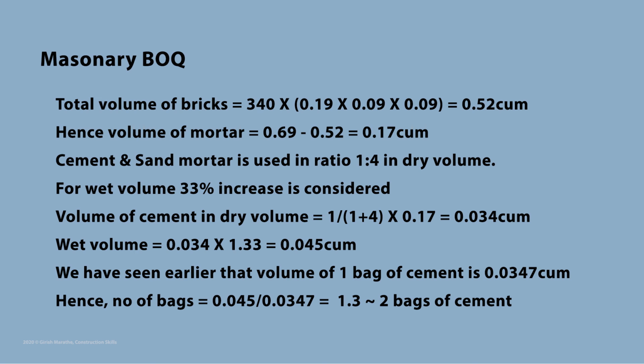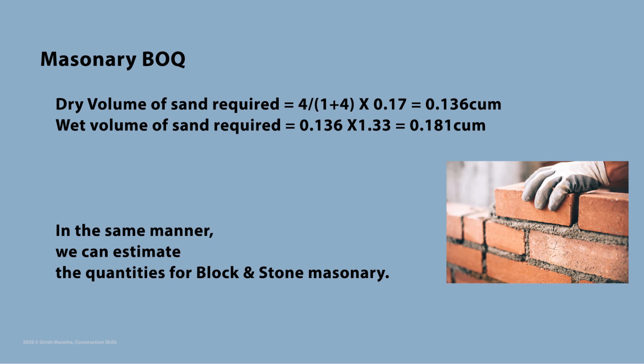We have seen earlier that volume of one bag of cement is 0.0347 cubic meters. Hence, number of bags shall be 0.045 divided by 0.0347, which is 1.3 or approximately 2 bags of cement. Similarly, dry volume of sand required will be 4 divided by 1 plus 4 into 0.17, which is 0.136 cubic meters. Wet volume of sand required will be 0.136 into 1.33, which is 0.181 cubic meters.